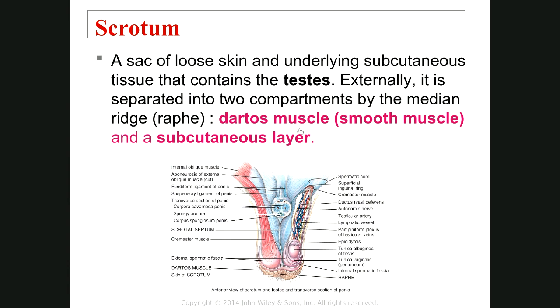Pay attention. Last time in the wall of the urinary bladder, I introduced one muscle for you, which is the detrusor muscle. Don't make a mistake. This muscle in the wall of the scrotum is called dartos muscle. The other muscle which we have in the scrotum is called cremaster muscle. Cremaster muscle is associated with each of the testes, and this cremaster muscle is a skeletal muscle.